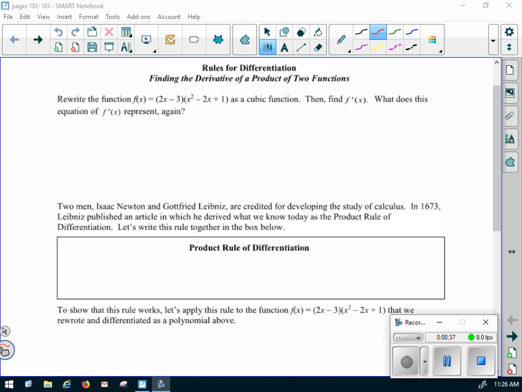This is real easy, I promise. You will have no problems with this. Rewrite this function as a cubic function. Multiply it out. Go. Multiply it out. Multiply 2x times everything over there and multiply negative 3 times everything over there.